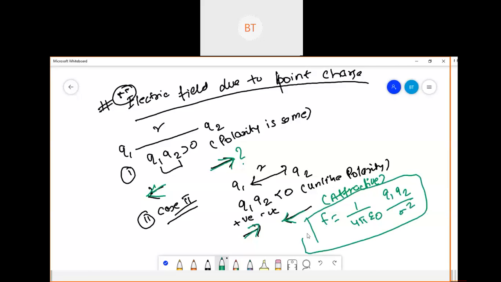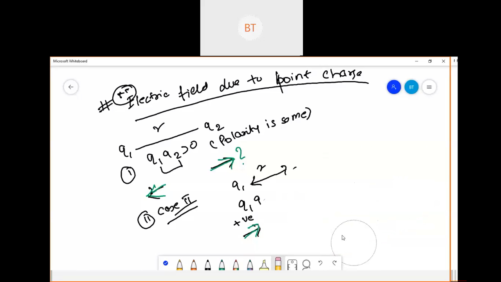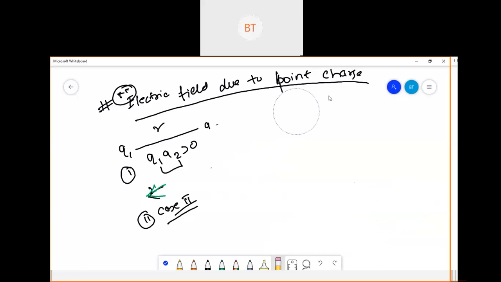If it is clear now, the electric field due to point charge will also be clear. So I'll restart, and I'll remove this for the time being. Is there any doubt in Coulomb's law? If you have any doubt in Coulomb's law, you can ask me.